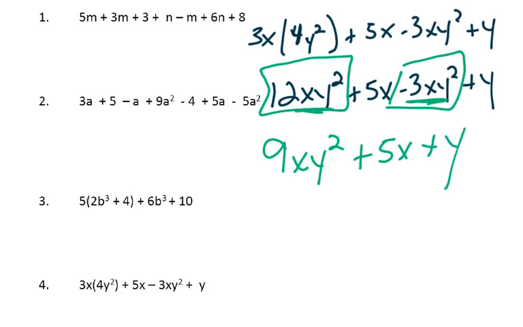So now I need to check the other terms. Are there any other terms that are like? Well, the answer to that is no. I can't combine 5x or y. They're not like. I can't add those together. Okay? They're not the same as xy squared. So that's it. That's my answer: 9xy squared plus 5x plus y. That's as far as we can take it.